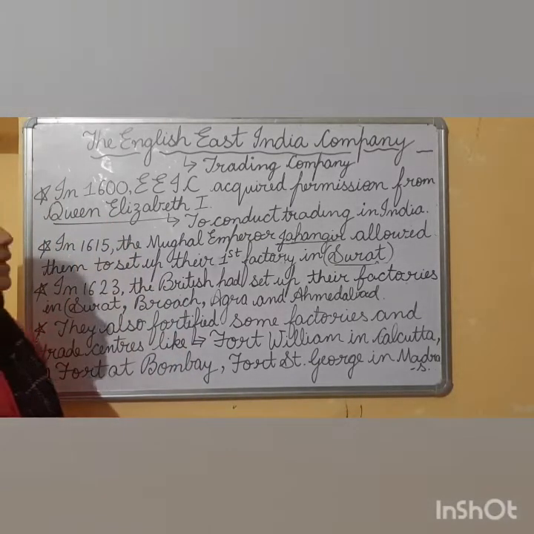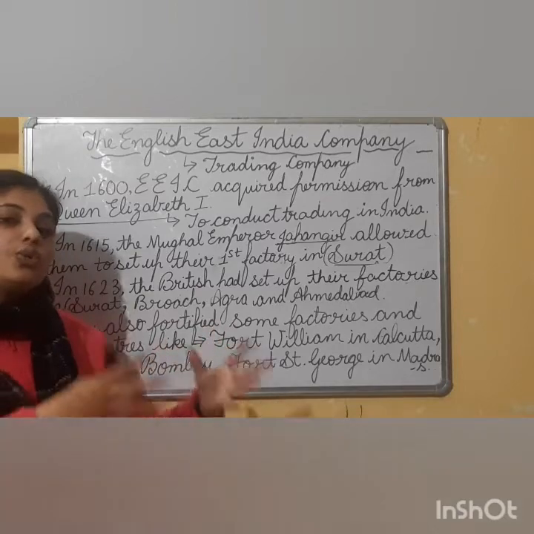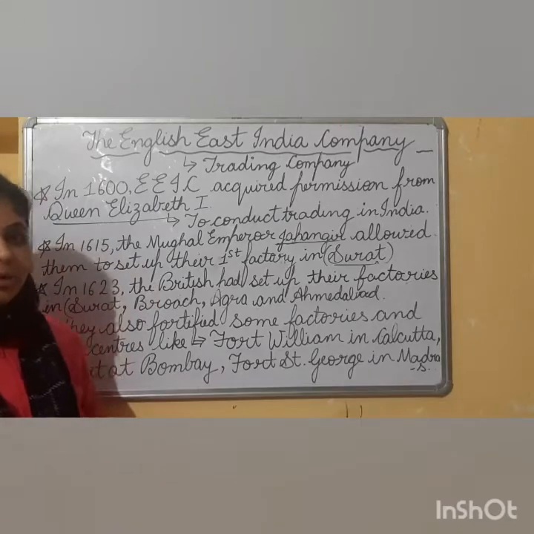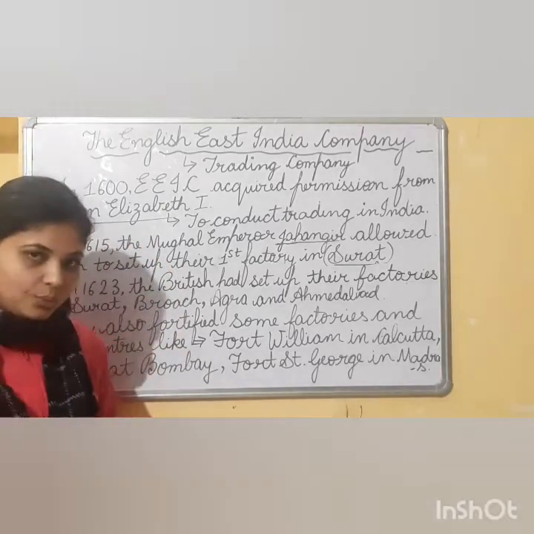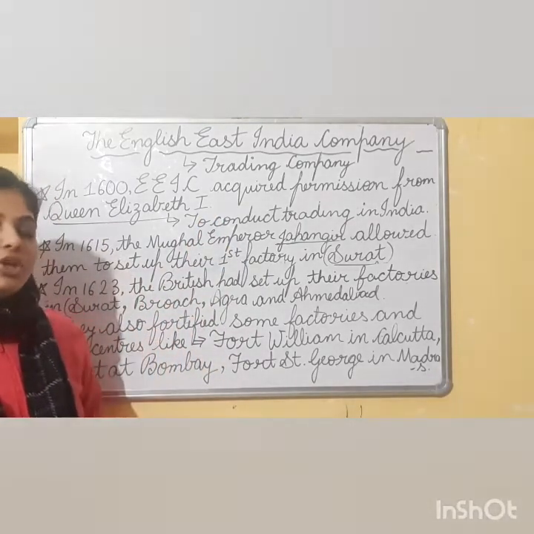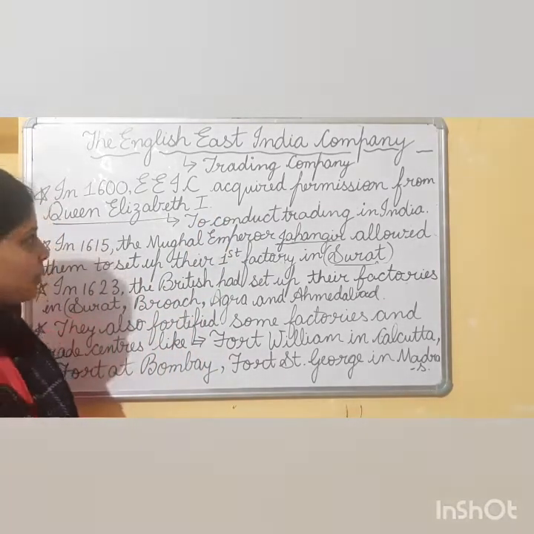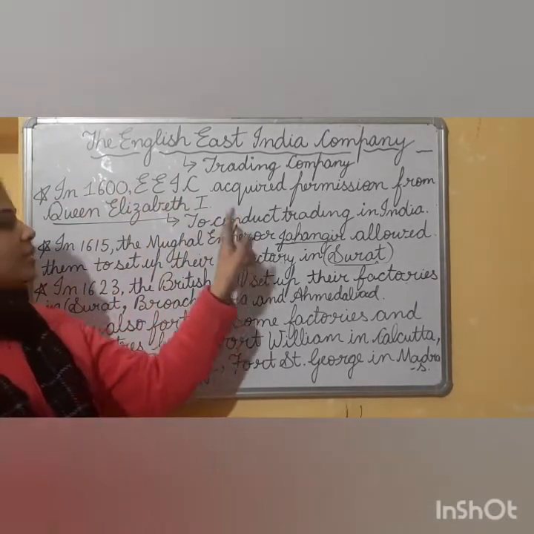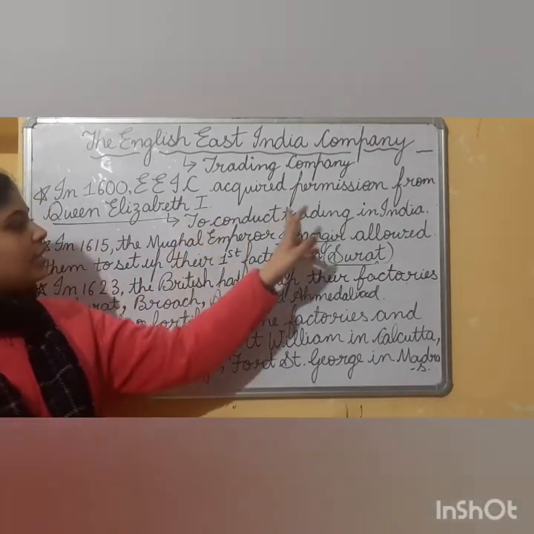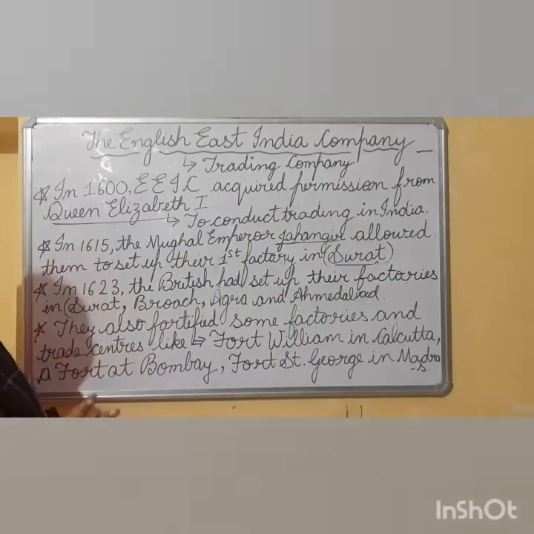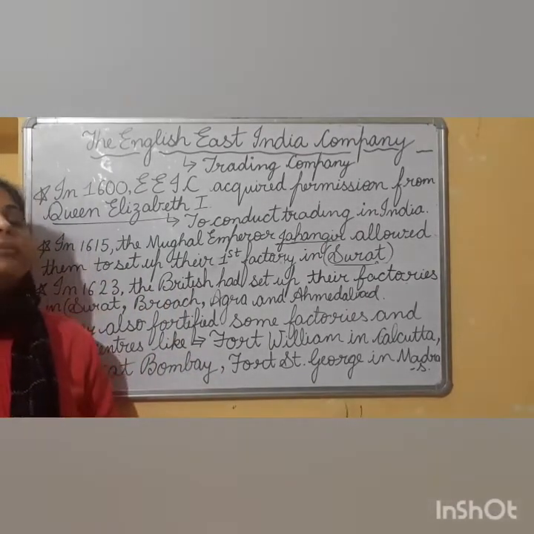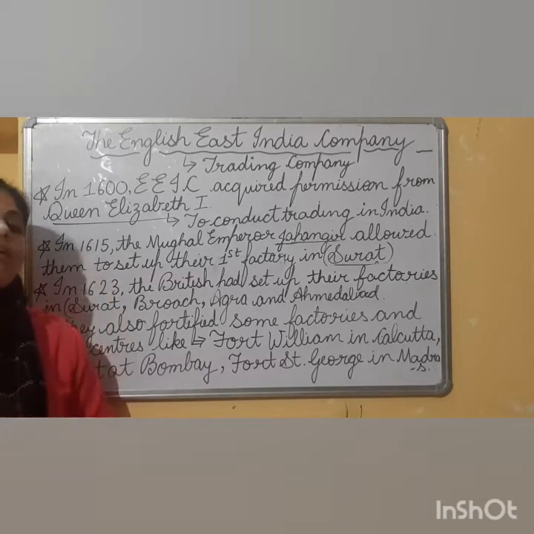So they went to Queen Elizabeth I first to ask her that we want to go to India for trading purposes, seeking her permission. After that, Queen Elizabeth I gave the permission that yes, you can go to India for trading purposes. So in 1600, the English East India Company acquired the permission from Queen Elizabeth I to conduct trading in India, right? But the English East India Company were the first who got the permission from Queen Elizabeth I to start trading with India.